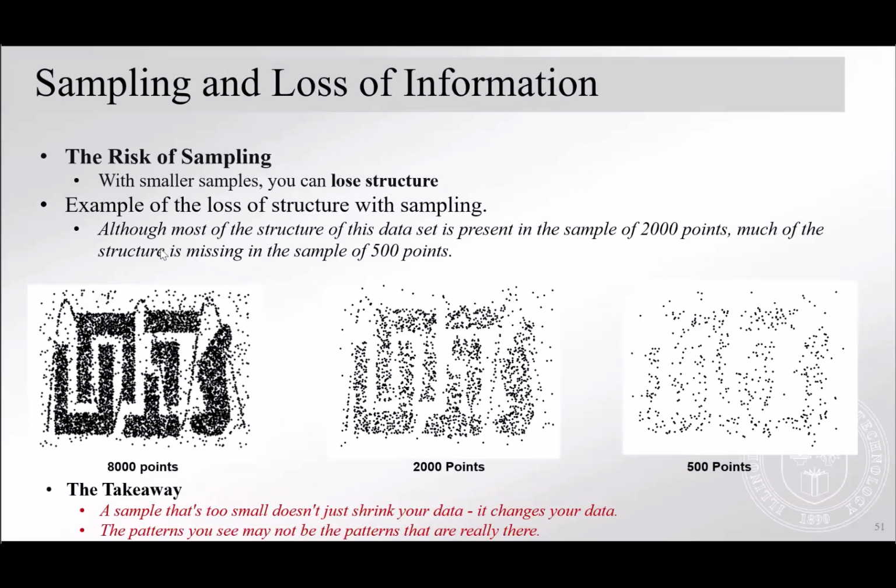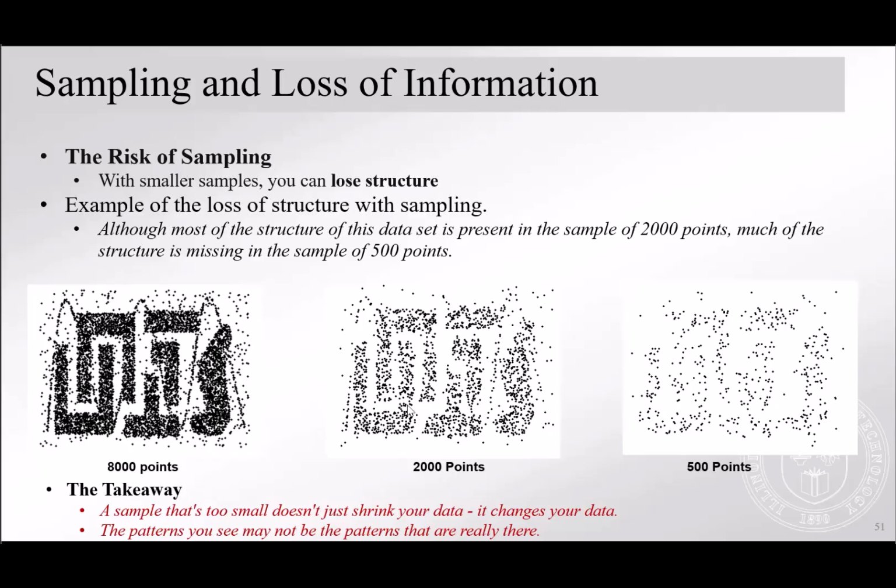So finally, let's talk about the risk of sampling: loss of information. Look at this example. We start with a data set with 8,000 points. That's the given data set on the left. Now look at this example with a sample of 2,000 points. Most of the structure from the original data set, which had 8,000 points, is still there. You can still see the pattern. So it's not bad.